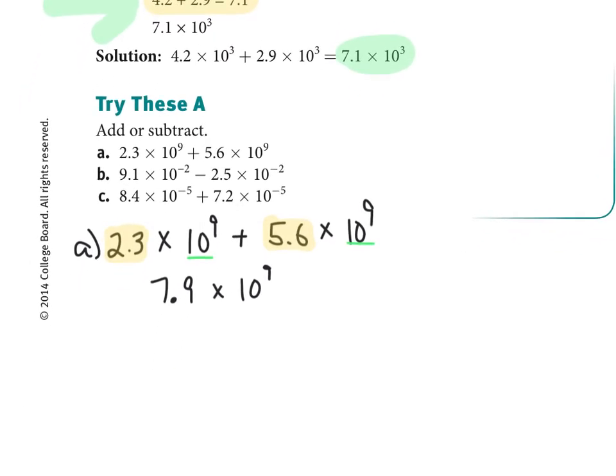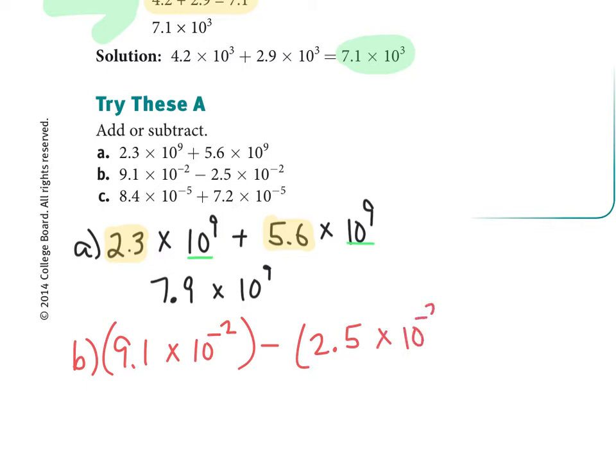If we want to do one more, let's do a subtraction problem. Example B, 9.1 times 10 to the negative second power. I'm going to put that in parentheses just because it's a subtraction. And we're going to subtract another number in scientific notation, 2.5 times 10 to the negative second power. Remember, with all these, one option is to write them in standard form, like we did the very first one, then subtract them, and then turn that back to scientific notation.